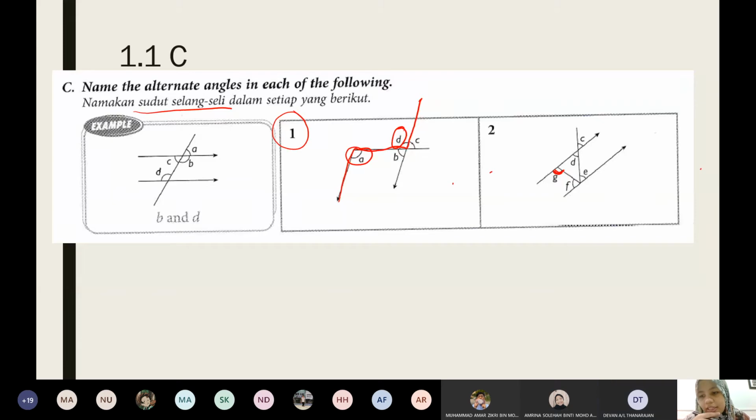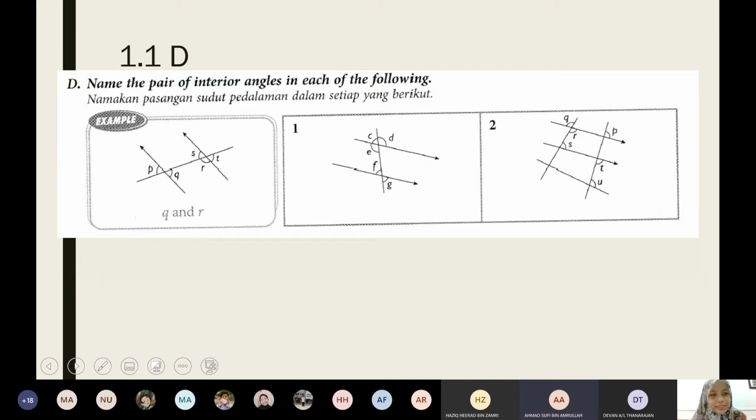Boleh tak saya cari dia punya alternate angles? Tak. Okay, in this diagram dia tak ada huruf, tapi actually kalau saya tarik dia ke sini, dia punya alternate angles dia macam ni. Tapi dalam ni tak ada huruf lah, so jawapan dia memang ada satu je, D and E.